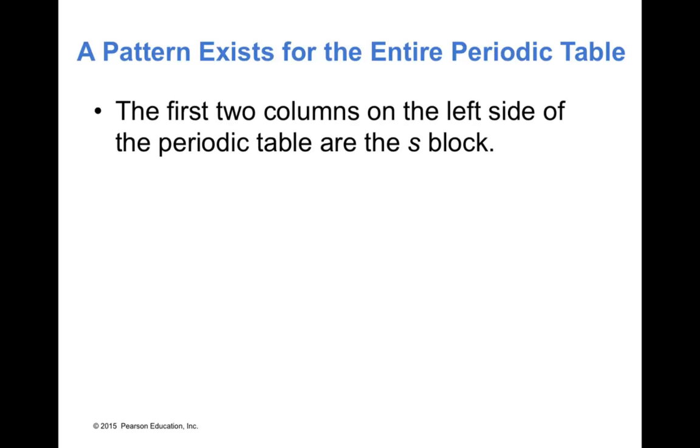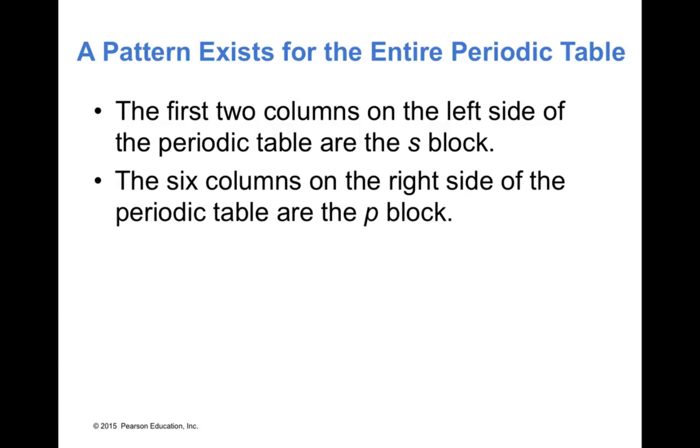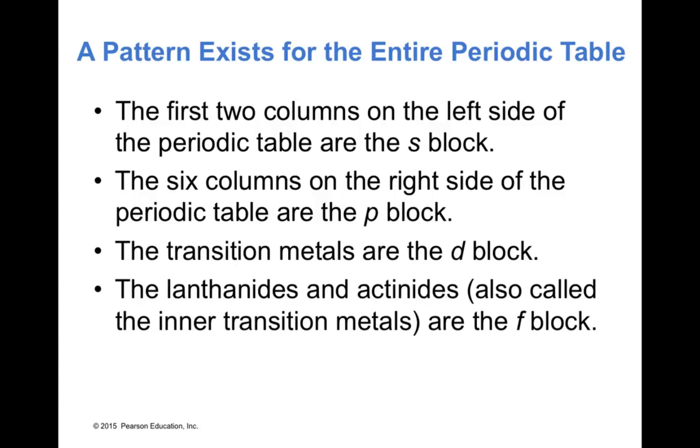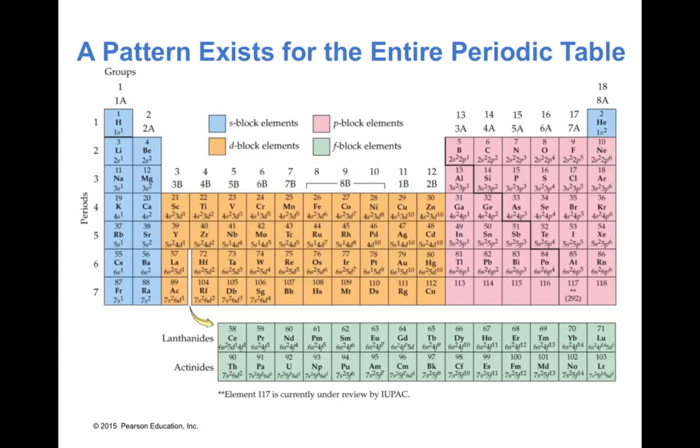In other words, this is one of the patterns that exist for the entire periodic table. For example, the first 2 columns on the left side of the periodic table are the s block. The 6 columns on the right side of the periodic table are the p block. The transition metals are the d block, and the lanthanides and actinides, also called the inner transition metals, are the f block. So here we have the periodic table and the 4 blocks.